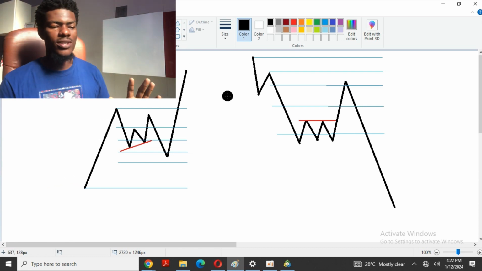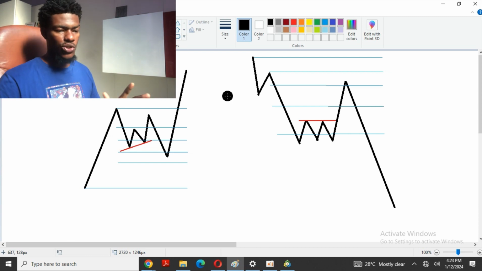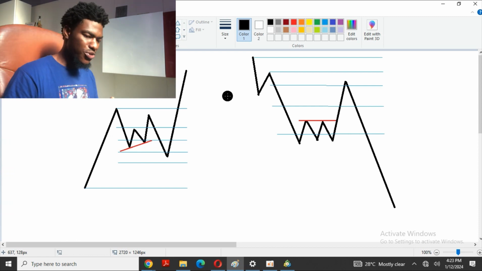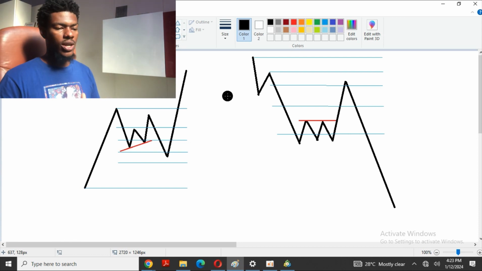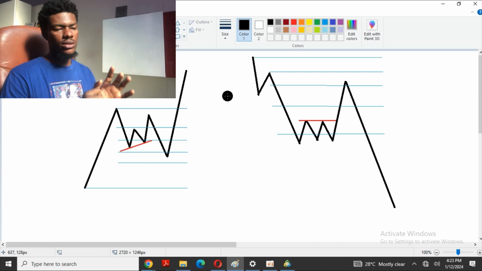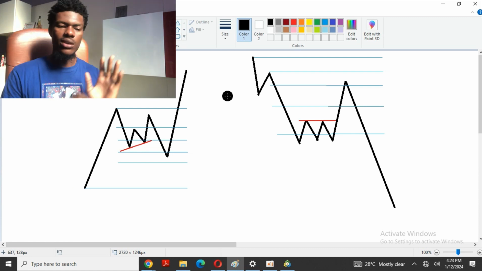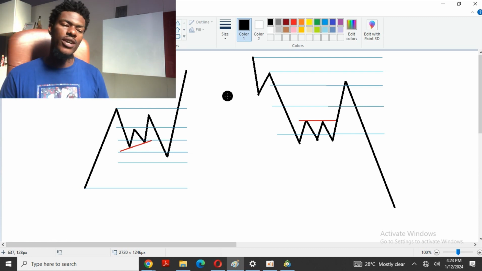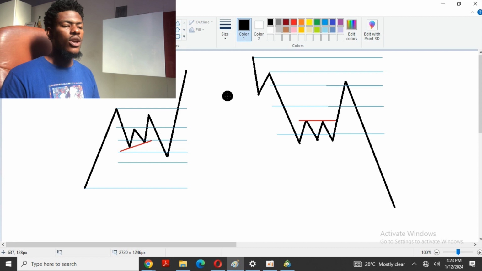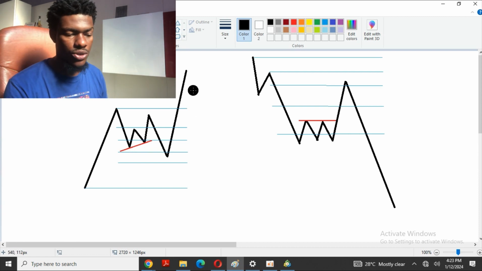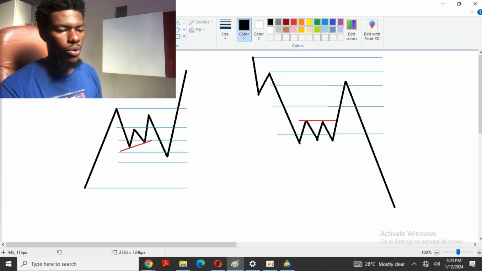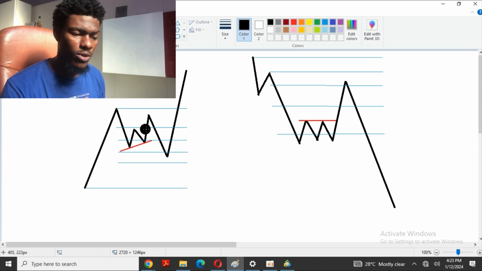Out of the 5 confluences I talked about: market structure, Fibonacci retracement, fair value gaps, order blocks, and liquidity, we've identified one already, our market structure. We now understand the main trend of the market is an uptrend. Market structure is done, leaving 4. Remember I said fair value gaps or order block.